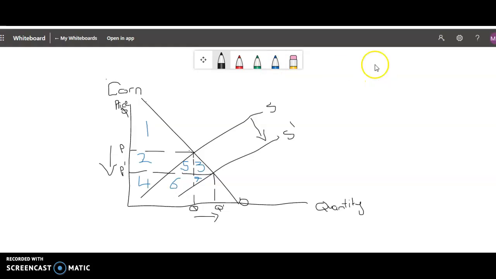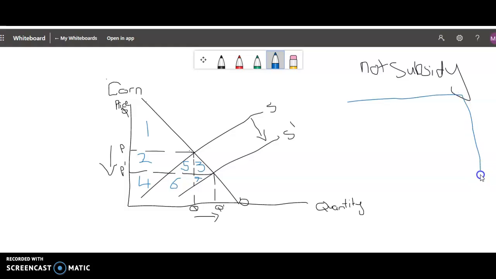So let's write this here, not a subsidy, because if we did a subsidy, that would look quite different, and the impact on allocative efficiency would be quite different. It would actually decrease allocative efficiency. So we're just going to take an assumption that it's not a subsidy, just to make it simple, and then we're going to look at what an increase in supply would do to the surplus in the market and allocative efficiency.